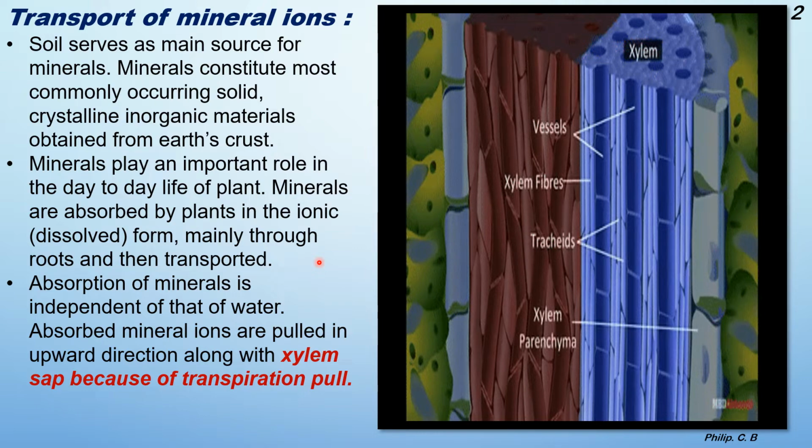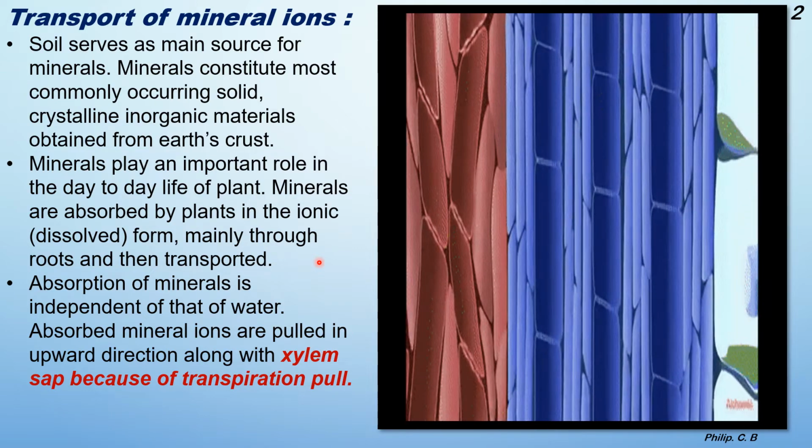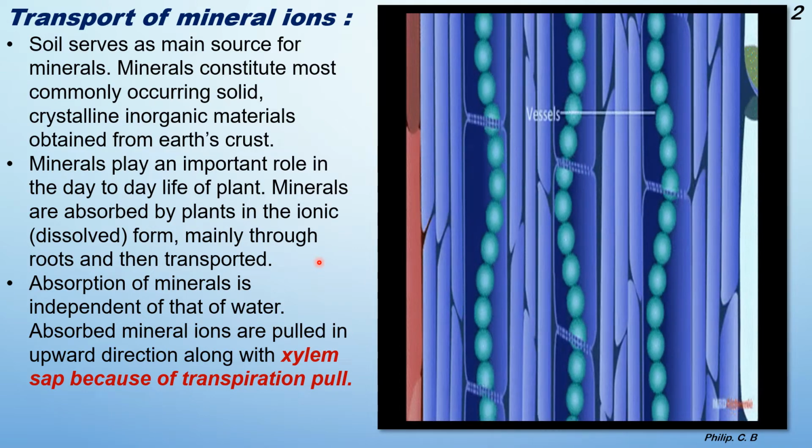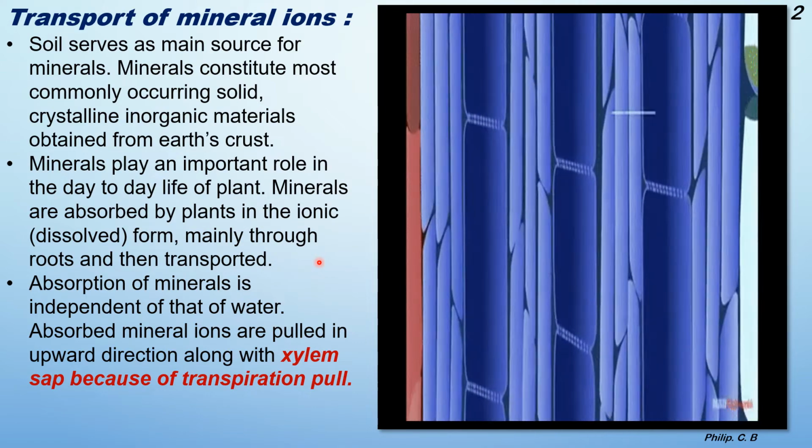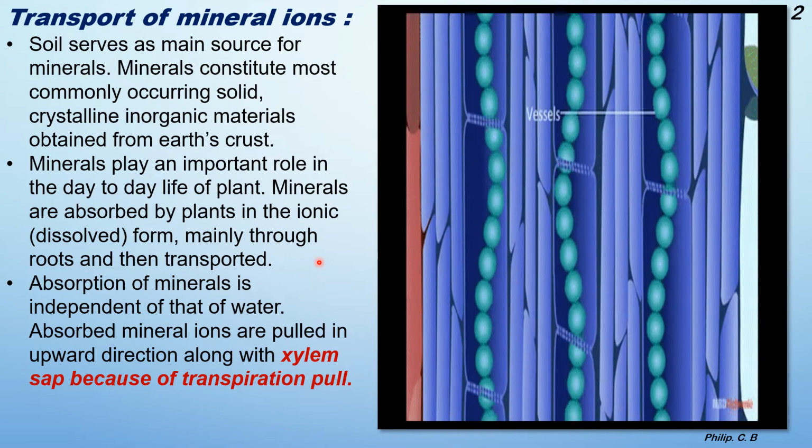All the minerals may be required in minute quantity or large amount, in different proportions, but they are essential for the growth of different parts of the plant. They are absorbed in the dissolved form from the roots and transported to the various parts of the plant.